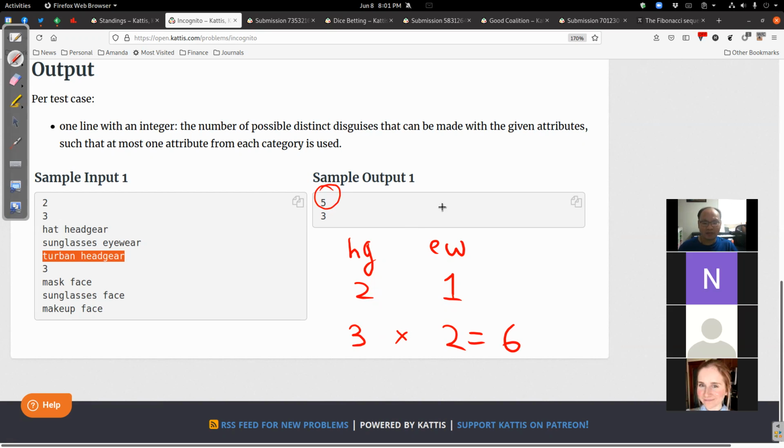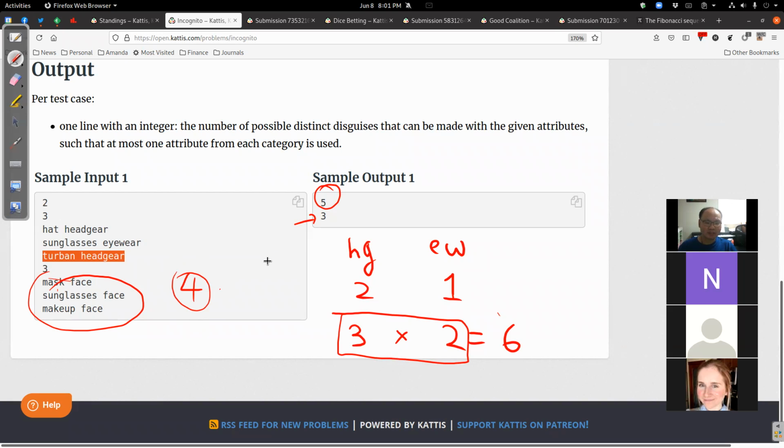So why is the answer 5? Because one of the configurations includes not wearing headgear and not wearing eyewear. And that is no disguise. So whatever answer you computed here, you have to subtract 1 from it. And that's the answer. Over here, you only have 1 type, face, something for the face. So there are 3 choices, and then altogether there'll be 4 choices because you can decide not to wear any. But then, of course, not wearing any means you have no disguise, so you have to take that answer minus 1, which is what gives you 3.